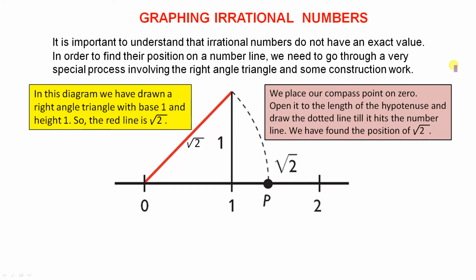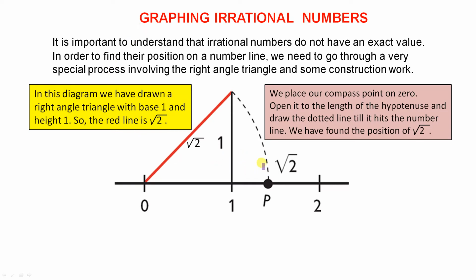So, although irrational numbers can't be expressed in the form of a over b, that is, they don't have an exact value, there is a very clever way of plotting them on the number line. So let's have a look. It is important to understand that irrational numbers do not have an exact value. In order to find their position on a number line, we need to go through a very special process involving the right angle triangle and some construction work.